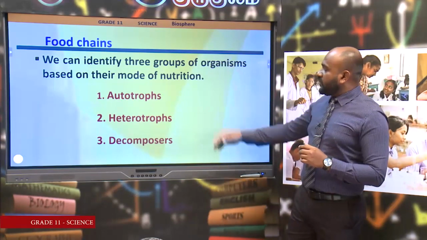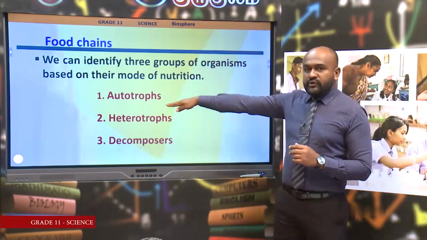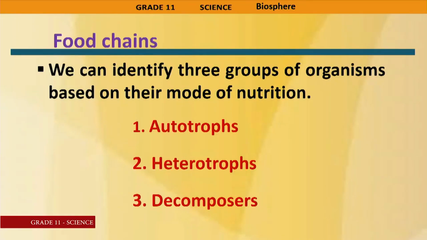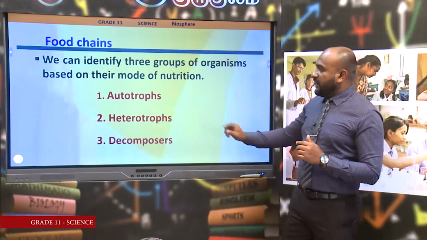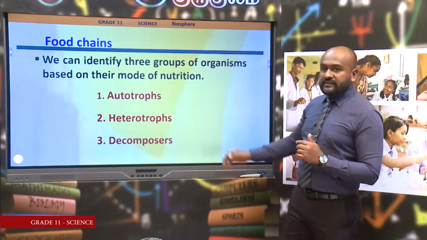Yeah. So, I told you that there are certain things in a food chain. Autotrophs are there, heterotrophs are there, decomposers are there. So, in this way we categorize organisms based on their mode of nutrition. Let us see what each of these categories are.